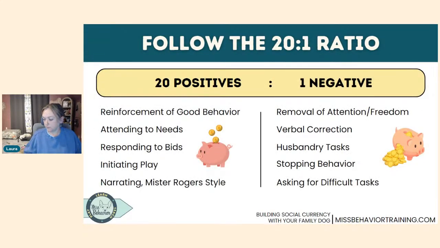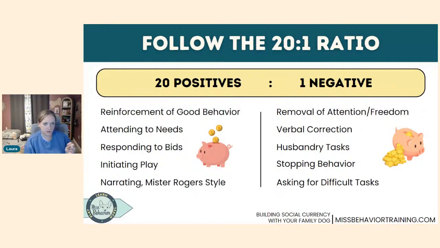So this was a big number. The same Gottman studies have shown that in people, for every one negative thing that happens in a relationship in everyday life, not during an argument, not during conflict, just everyday life, there should be 20 positive things that happen. Okay, that sounds like a lot, but if you think of the positives, reinforcing good behavior, attending to needs.